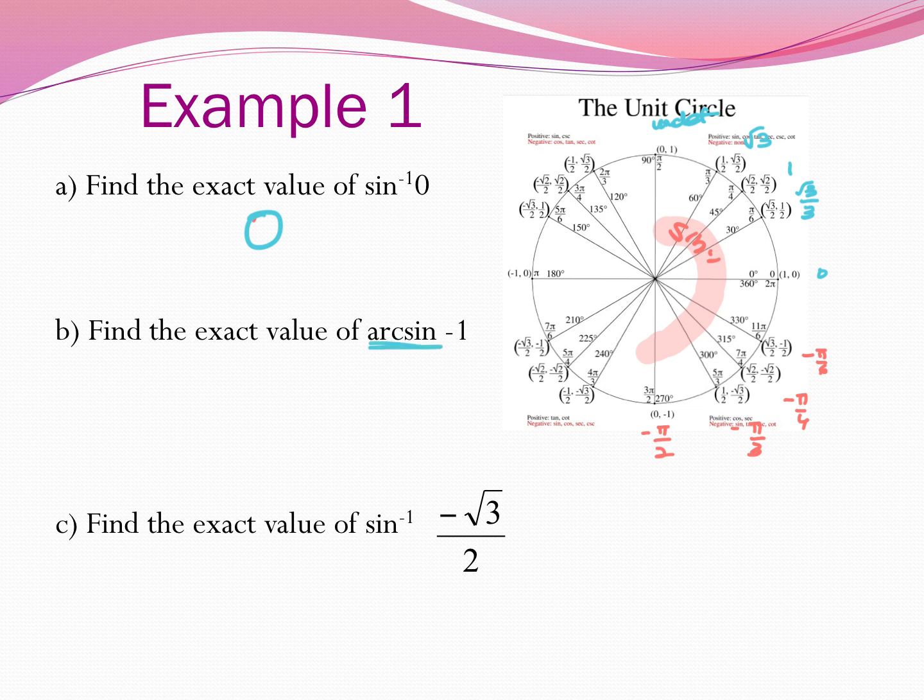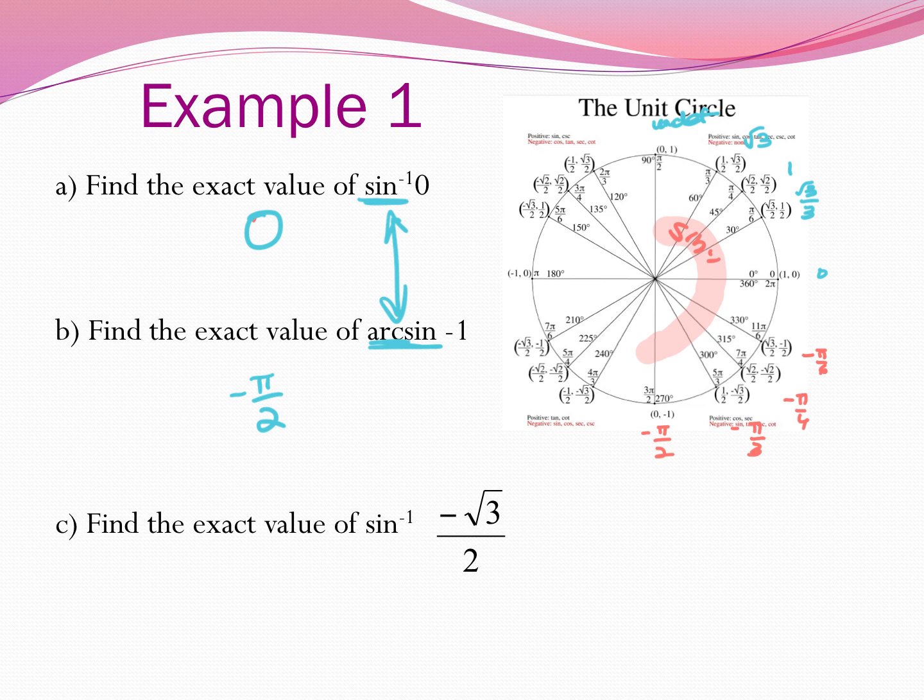Arc sine is the same exact thing as sine inverse. They are interchangeable. They mean the same thing. They do something new to mess with you. So, where on my restricted unit circle is sine inverse of -1? Negative pi over 2.